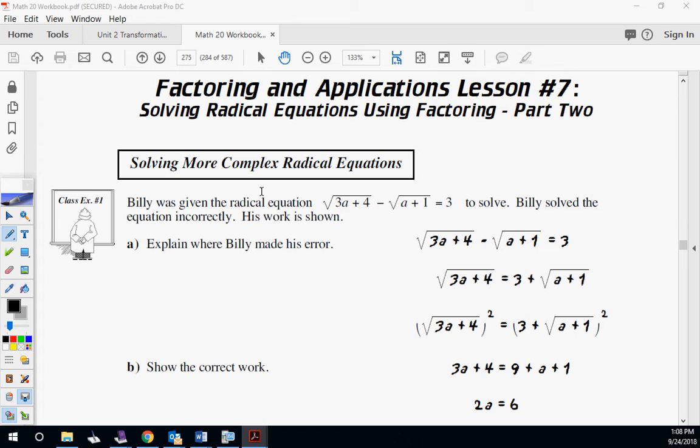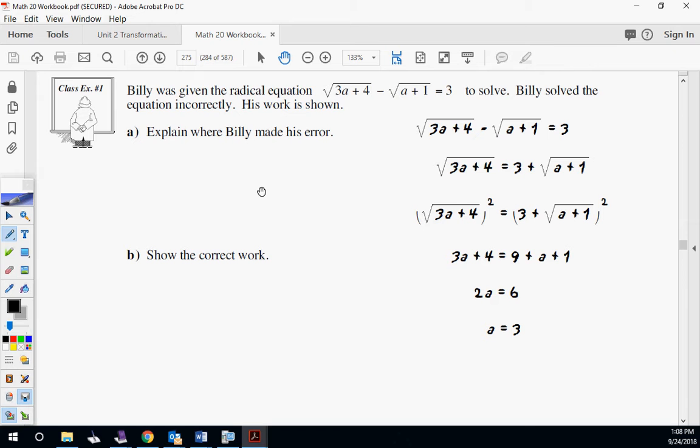Lesson 7. Solving radical equations by factoring, part 2. This is the second part of solving radical equations, and it's more complex. More complex means you have two radicals, so now we have two radicals to get rid of. I wouldn't say it's uglier, but it's a step longer. We're going to look at this first one, and then we're going to do one.